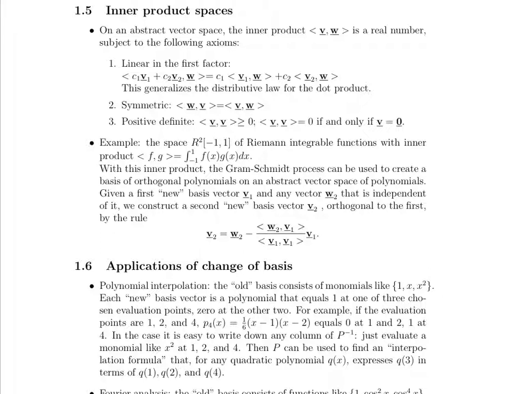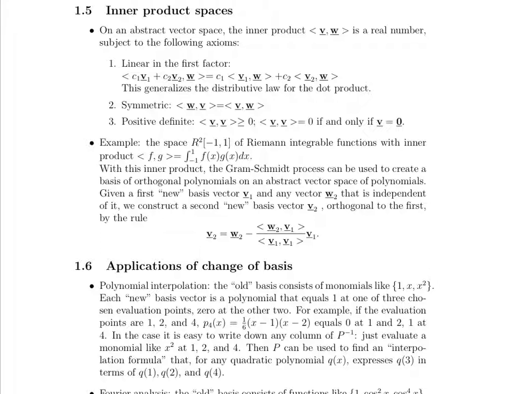So what's great is the space here of Riemann integrable functions with an inner product defined accordingly. Let's take a look at this. This is how we define the inner product of two Riemann integrable functions: the inner product of f and g is equal to the integral from -1 to 1 of f times g.